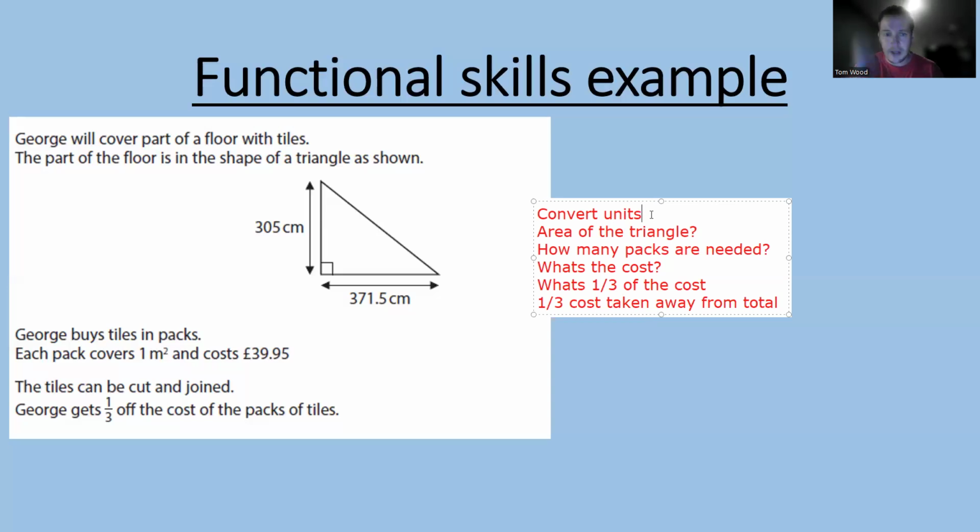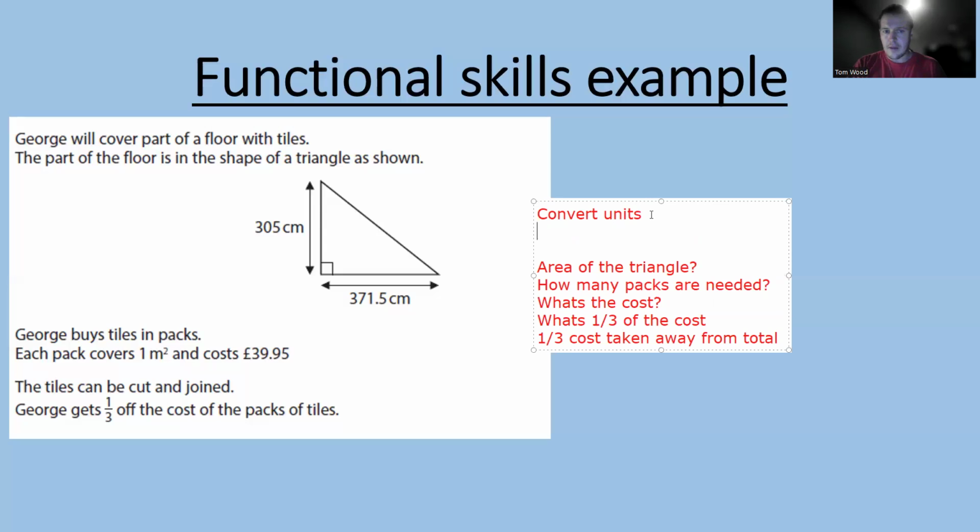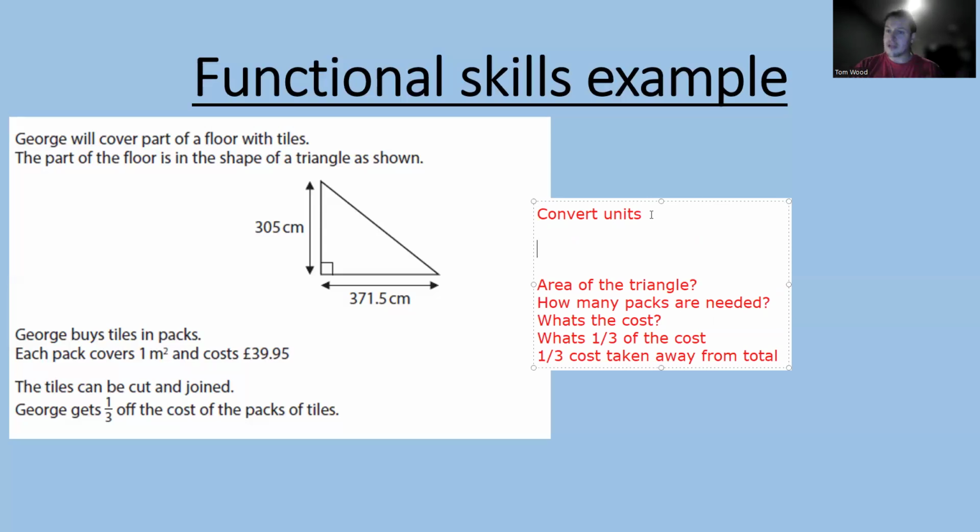So first of all, I need to convert these units. That's 305 centimeters. If I'm converting that into meters, then it's going to be smaller because meters are bigger measures. So this is going to be 3.05 meters. And then the base there is going to be 3.715 meters. Okay, all these other steps we're quite happy with.